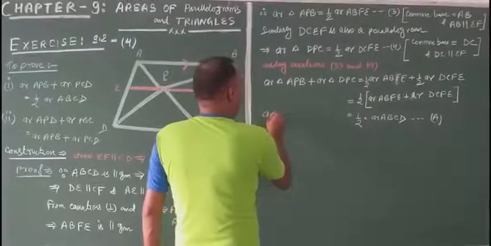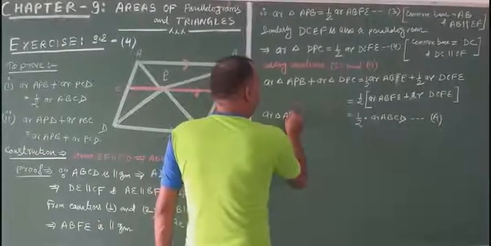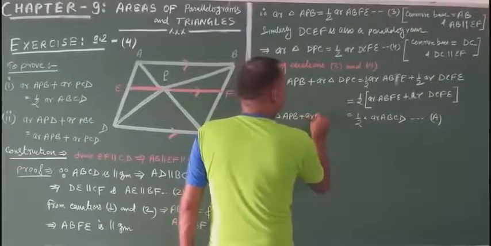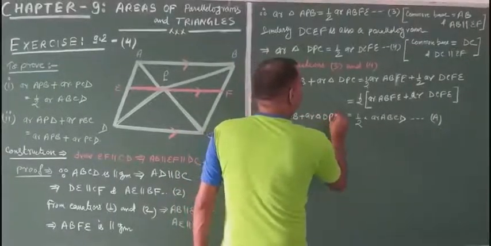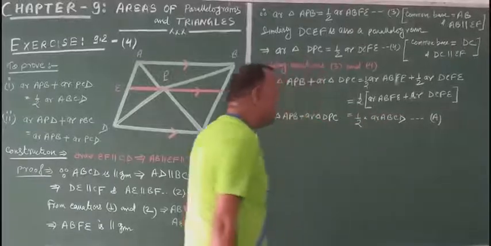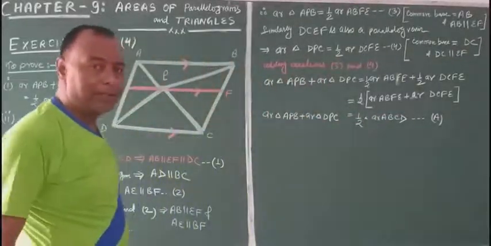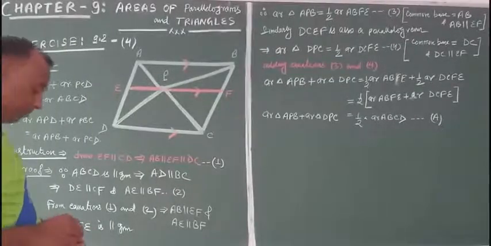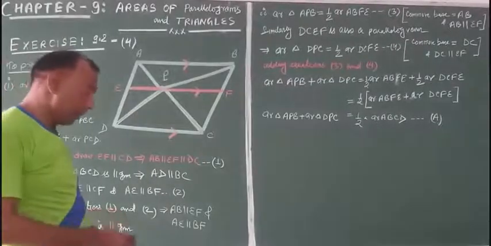Therefore, area of triangle APB plus area of triangle DPC will be half of area ABCD. Okay. Now again look for the second part.